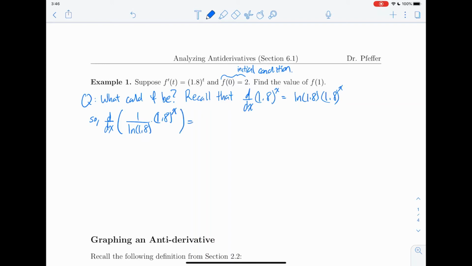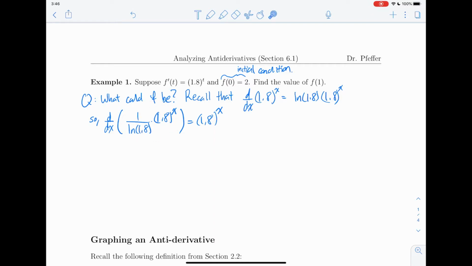This would have just given me 1.8 to the x. Bingo, that's what I want. That's a good thing. I found a function whose derivative is exactly what I'm looking for. But remember that when I take the derivative of something, all of its constants will always get crushed. So I don't know right now that this is exactly the function f I'm looking for. It could be this plus 2, this plus 5, this minus 1,000,000.